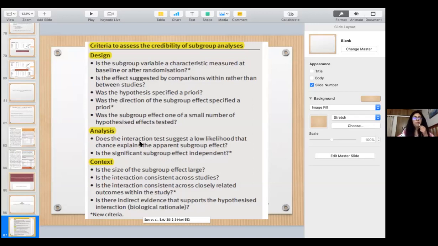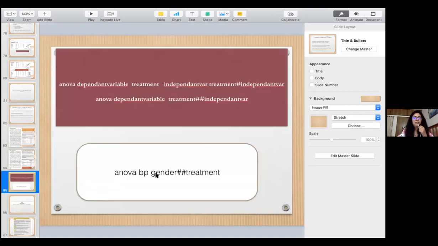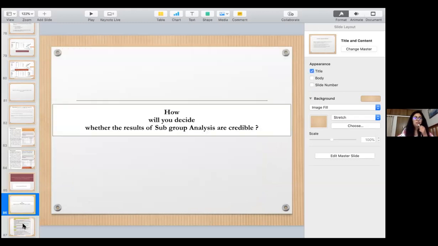So that was the command actually, so you can use it. It's a shortcut command. The one in your assignment has ANOVA, BP, gender, and then gender interaction with treatment. This hash is a shortcut. If you just type this, it's equal to the same command. So it's kind of a shortcut here.